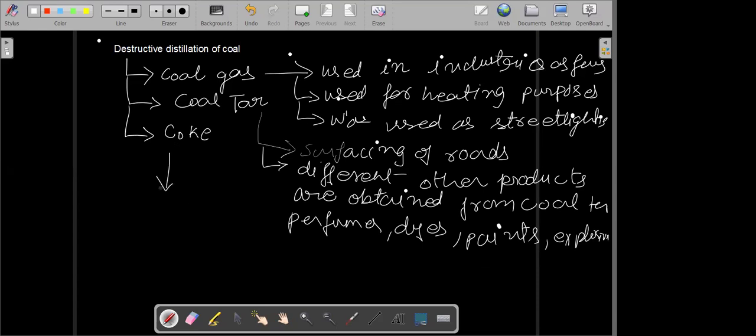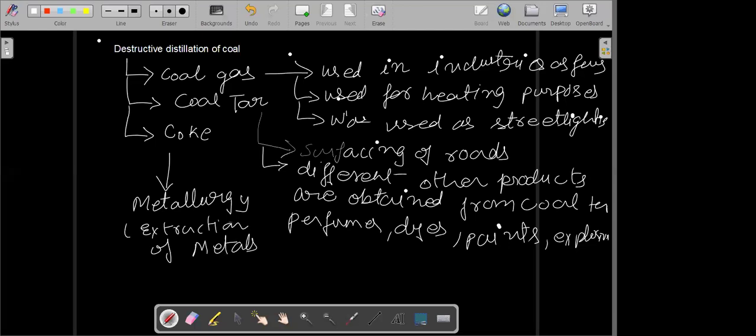The next one is coke. So this coke is used in manufacturing of steel. It is used in metallurgy, that is extraction of metals. So what did you write for the first one for coal tar? What is the first word? Surfacing of roads. Okay, sir. That means making of roads. Sir, metallurgy means separation of metal from its oxide. Yes. Then coke is used in metallurgy or extraction of metals, and it also finds its application in manufacture of steel and other alloys. Got it?